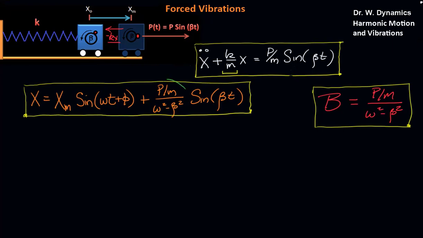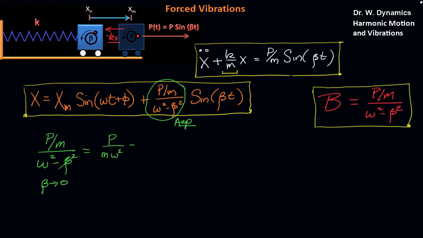If we look at this term alone, and again it's an amplitude, we have P on M over omega squared minus beta squared, and for beta going to 0, beta squared will disappear, and we get P over M omega squared, and omega squared is K on M, which will give us P on K, which has units of distance, and this is called the zero frequency deflection.